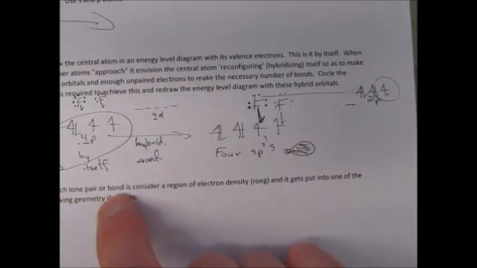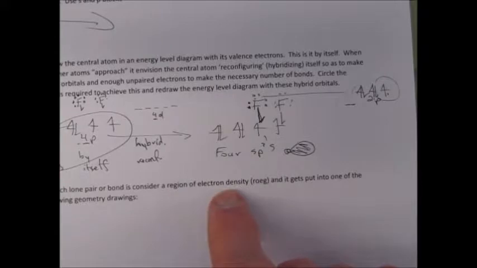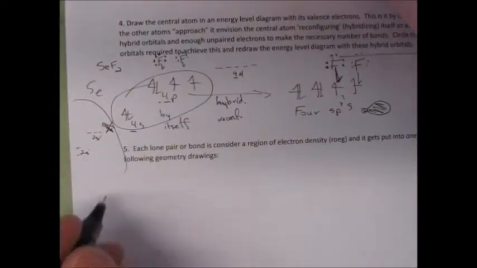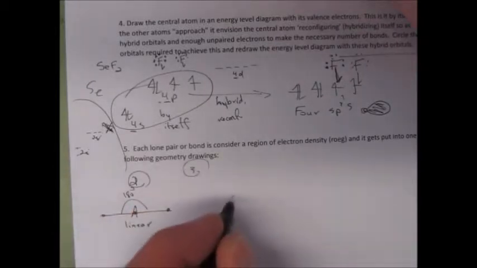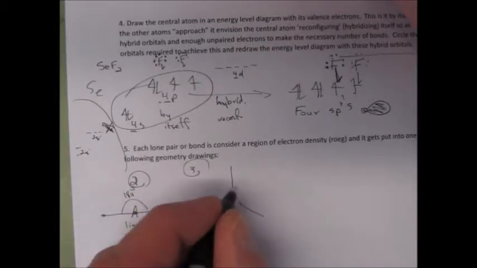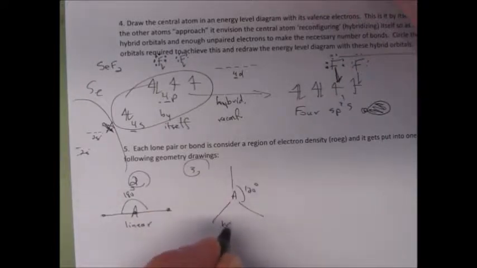Number 5 says each lone pair or bond is considered a region of electron density, ROED, and it gets put into one of the following geometry drawings. So the fundamental geometry drawings for regions of electron density. If I have some sort of central atom, and you get 2 other things, this is called linear. Imagine that. Let's say this is 180 degrees. What if you have 3 regions? Central atom A, 120, and this is called trigonal planar.